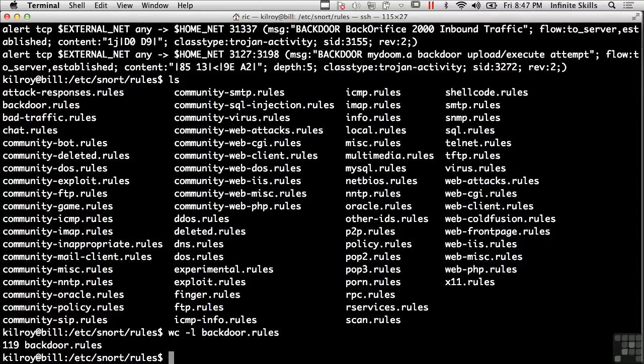The backdoor rules has about 119 rules in it. Each of these files is going to have several or several dozen rules in them. And again, these are signatures, so you could see that signature is based on what the packet looks like. So for example, source or destination, IP address or port, and some other information. And that would be the signature that the rules are based on.